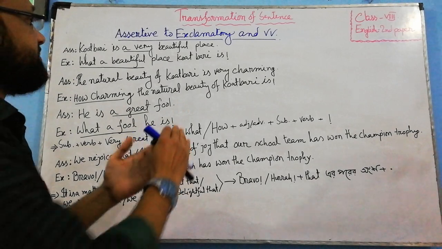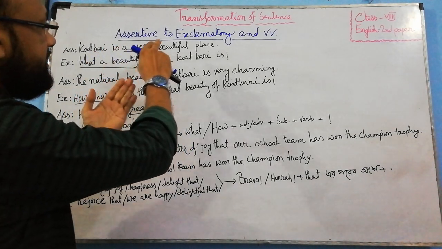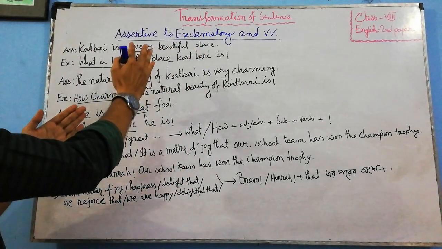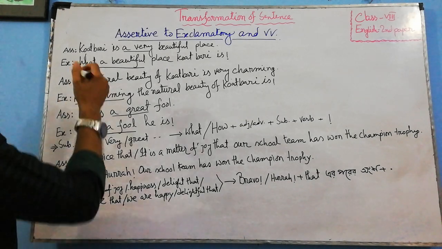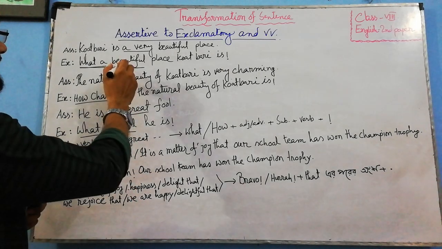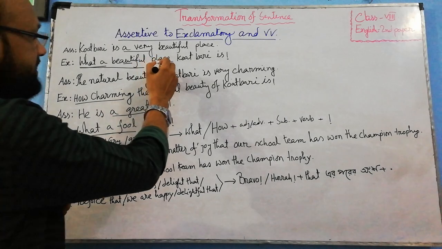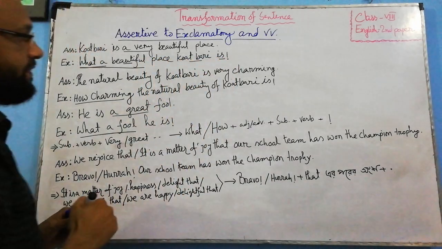Amra ekhane ki change dekhte pacchi? Ekhane chilo subject, verb, epore a, very, and adjective, then extension one. So in exclamatory, what can we see? At first we write what a, and then the adjective beautiful, then subject Kotbari, and then verb.